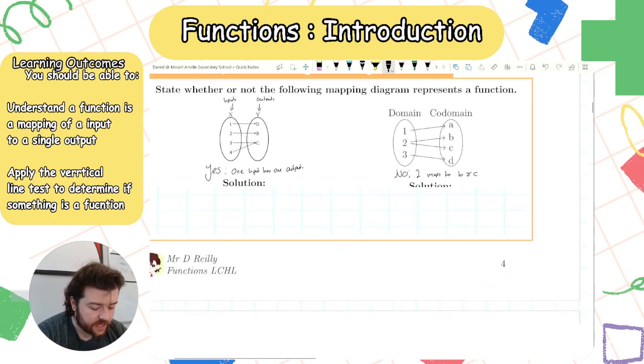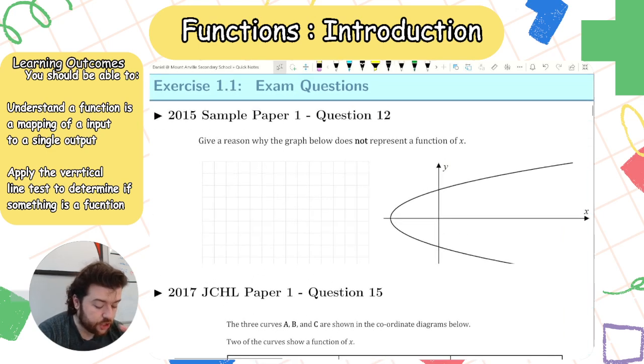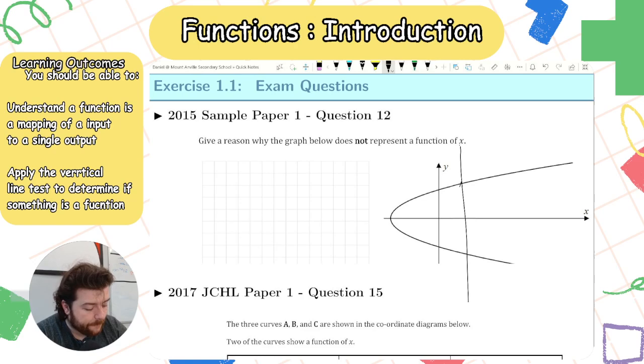Right, let's look at some exam questions. This one below is from a junior cert higher level paper, 2015 sample paper. Give a reason why the graph below does not represent a function. That is because it fails the vertical line test.